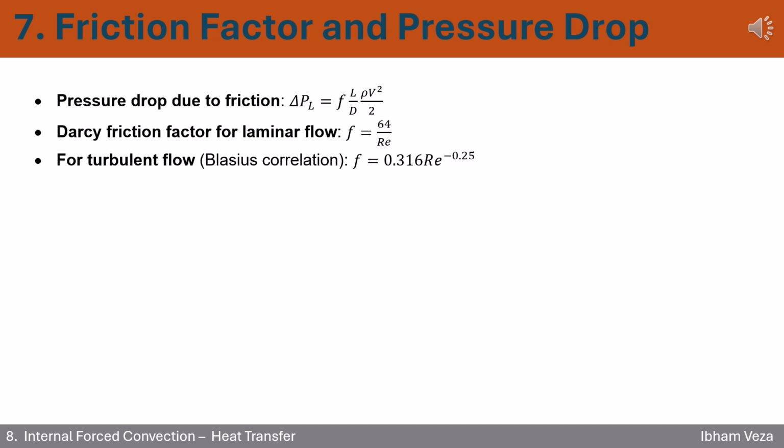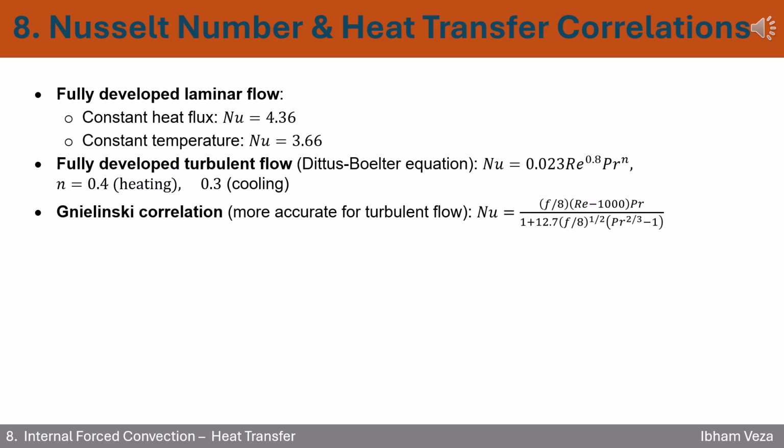In turbulent flow, things get more chaotic. We use the Blasius correlation, which shows that the friction factor drops as flow becomes more turbulent, following Reynolds number to the minus 0.25 power. Knowing these relationships helps you avoid underestimating pumping costs and ensures your systems are designed for both energy efficiency and reliability. Let's wrap up with how to estimate heat transfer using Nusselt number correlations.